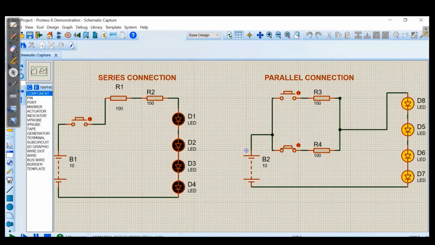Simply we can conclude that in a series connection the current is reduced, but in a parallel connection the current is increased, and we can relate this with the resistors. In a series connection the resistance increases. That means they add up. In a parallel connection the resistance reduces. That means the reciprocals of the parallel resistances are added up.